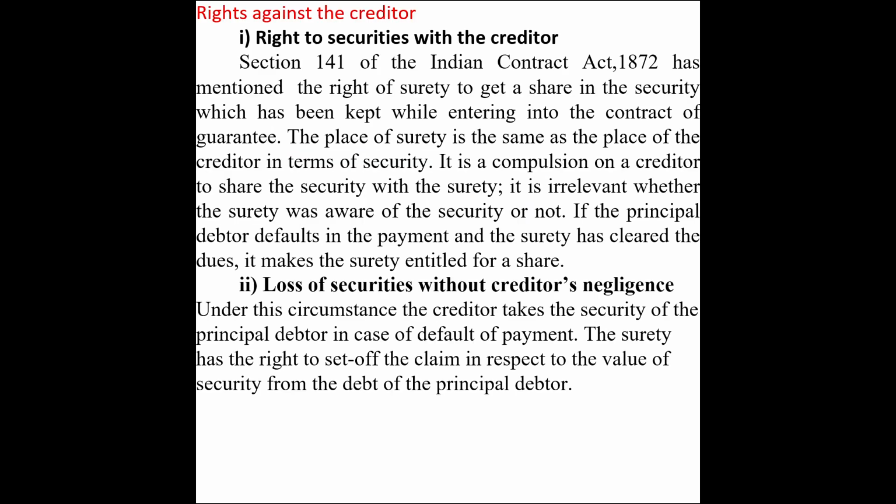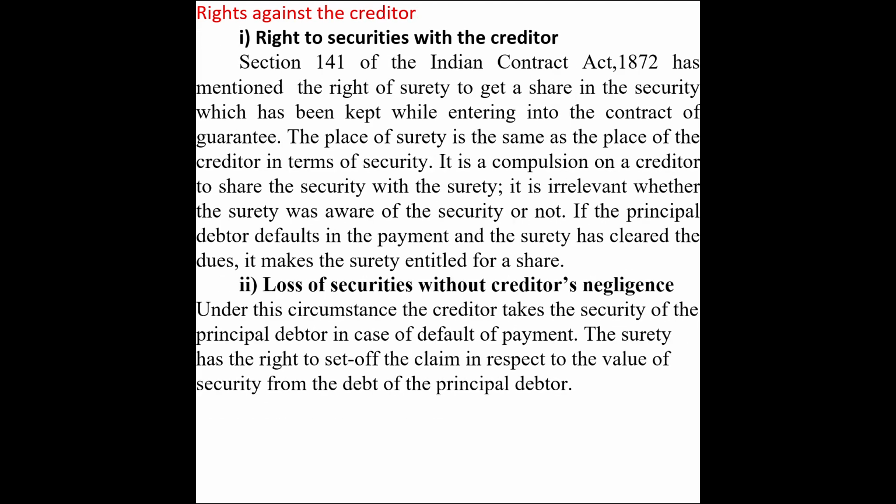The next one, rights of surety. So already we may know that surety means a person who gives a guarantee to another person that he will pay the amount in future. In the surety, there are three types. The one is rights against the creditor, rights against the principal debtor, and then surety's rights against the co-sureties.